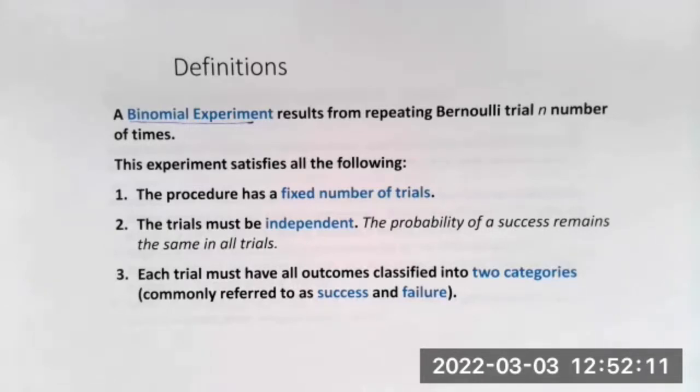The procedure has a fixed number of trials, so not infinitely many. We will have a fixed number of trials, let's say 10 Bernoulli trials or 15 Bernoulli trials, and so forth.